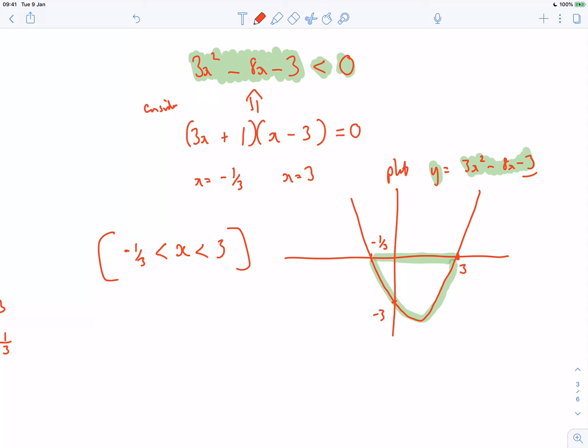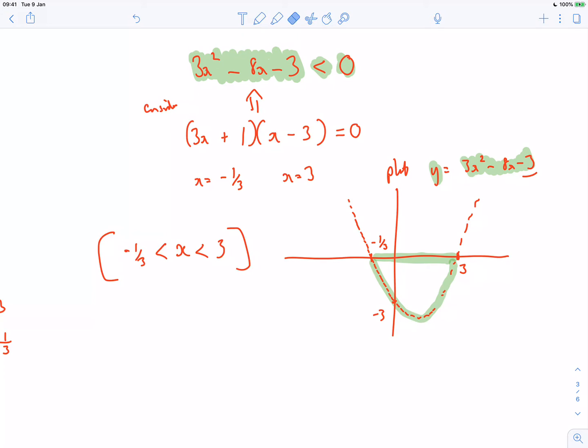If it was 3x squared minus 8x minus 3 is less than or equal to 0, then I would change it to this. And technically, if it was less than or equal to 0, then I don't actually have a parabola like that. I actually have a dotted parabola like this because I'm not actually including the parabola itself.